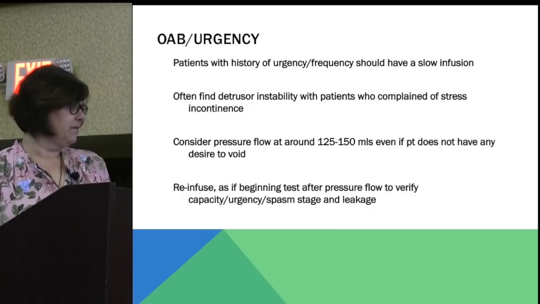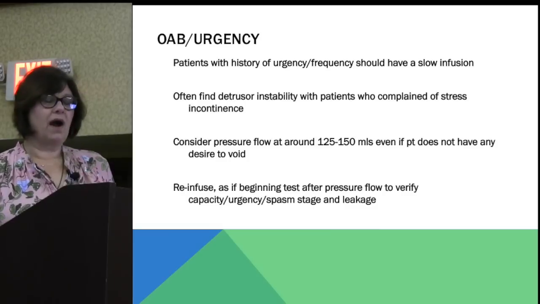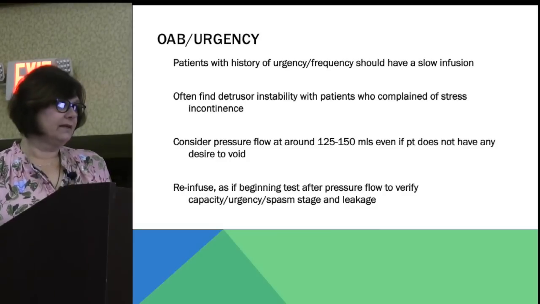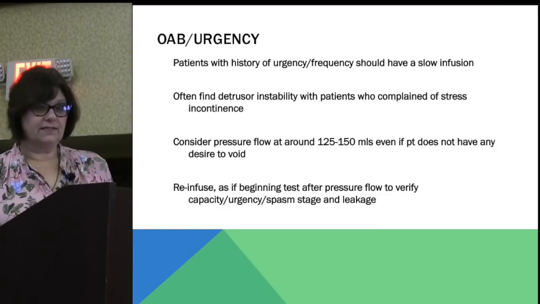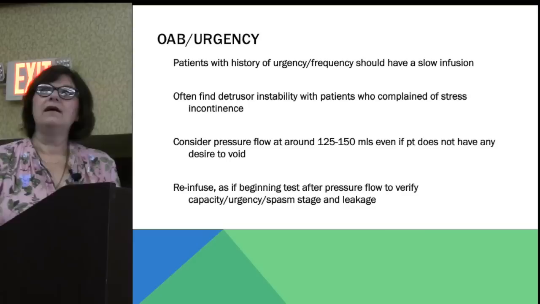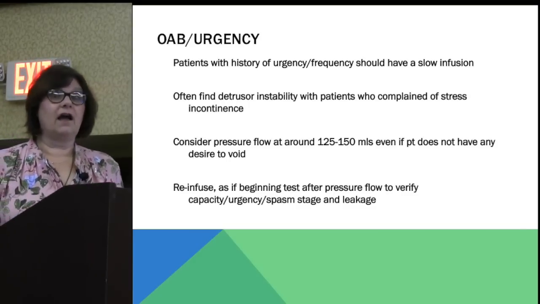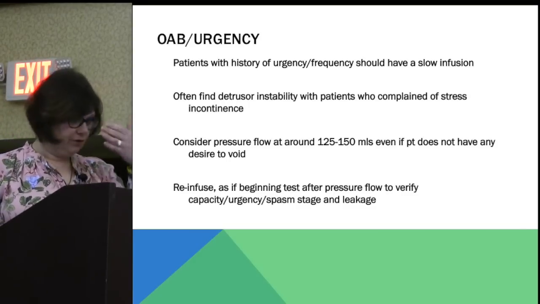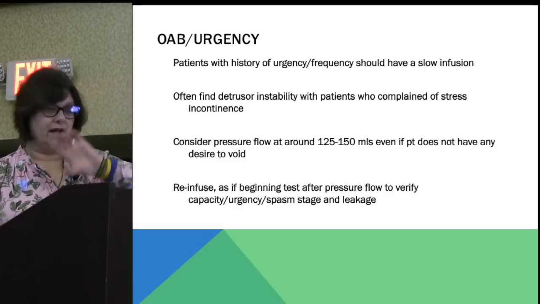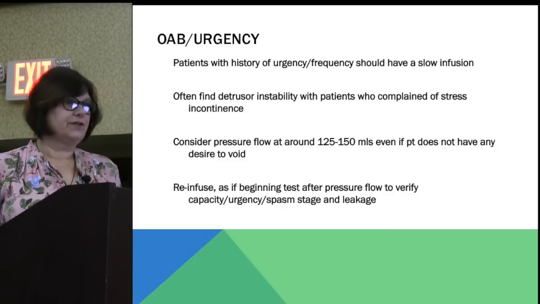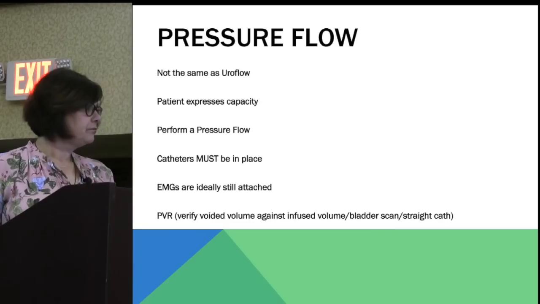Just OAB and urgency. We've said a lot of this already, but I want to go over again that you might find urge incontinence or overactive bladder with people who complain of stress incontinence. I cough, and a few seconds later I leak. You'd naturally think that's stress incontinence, but when you're doing urodynamics, you find on the tracing, they cough, you see the cough, nothing, and you're looking at the meatus, nothing is happening, but within a few seconds, they start having a spasm, and it's urge incontinence, not stress incontinence.